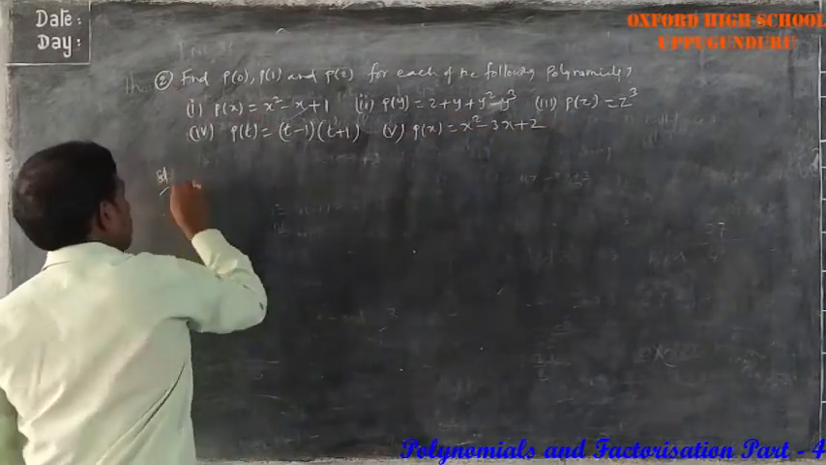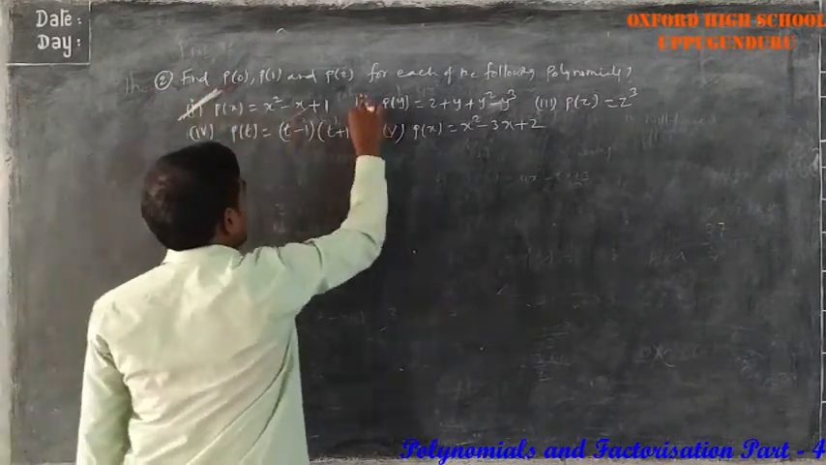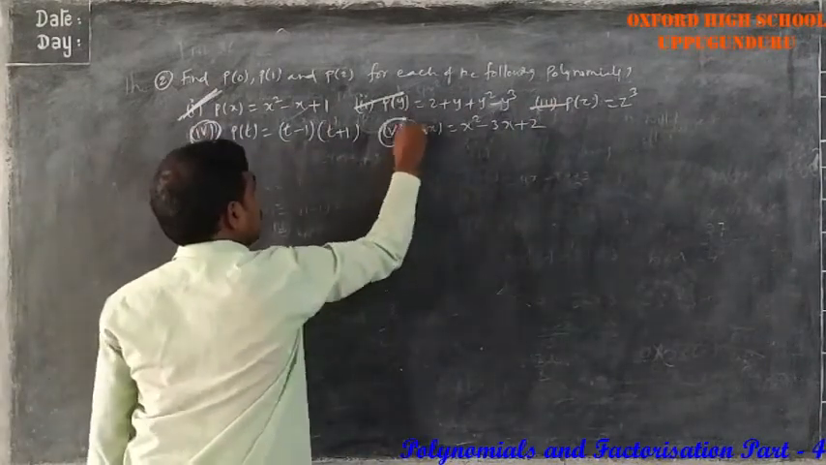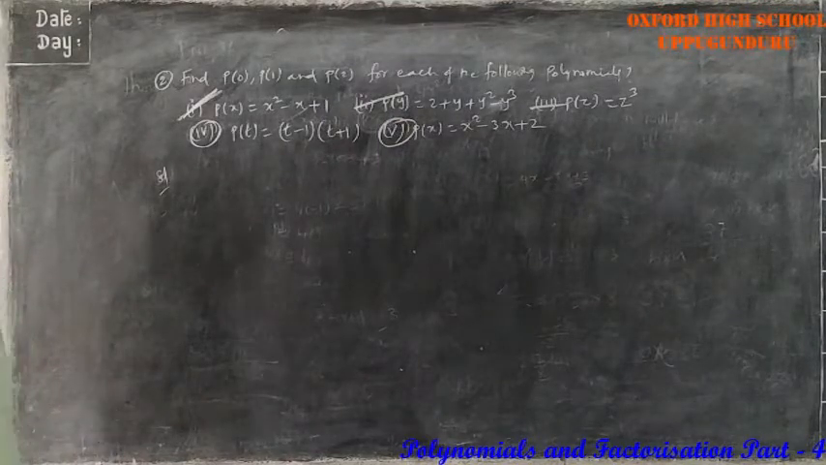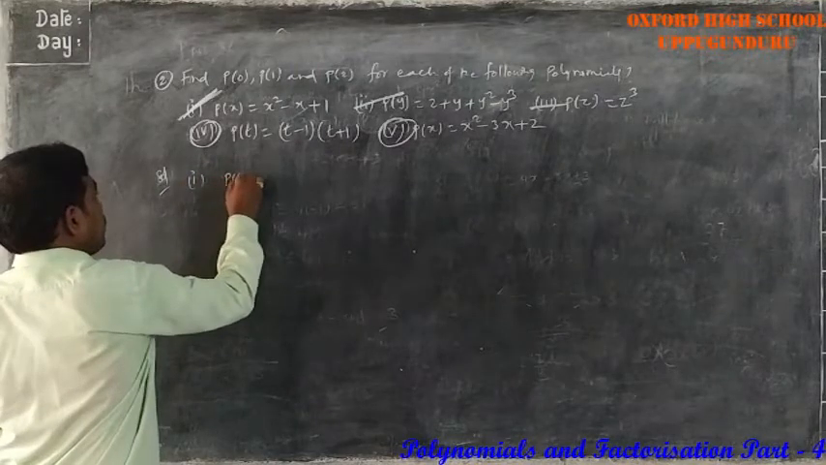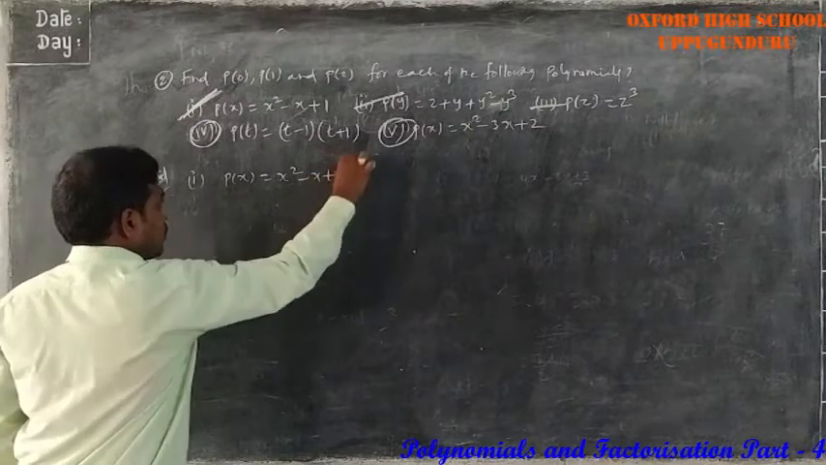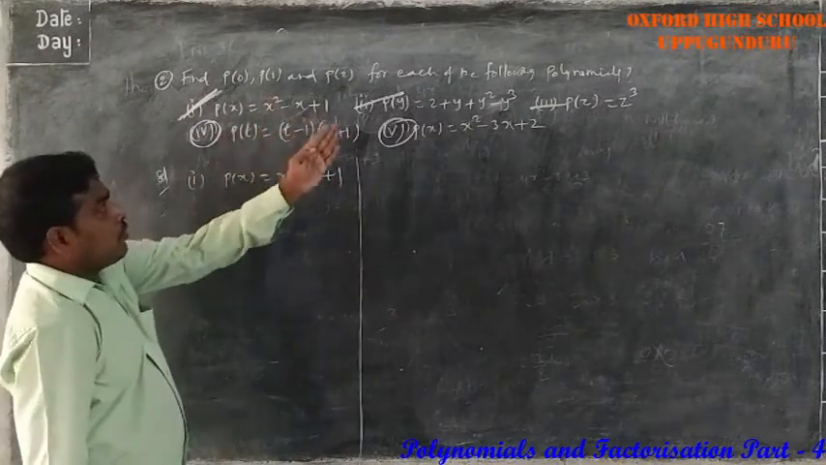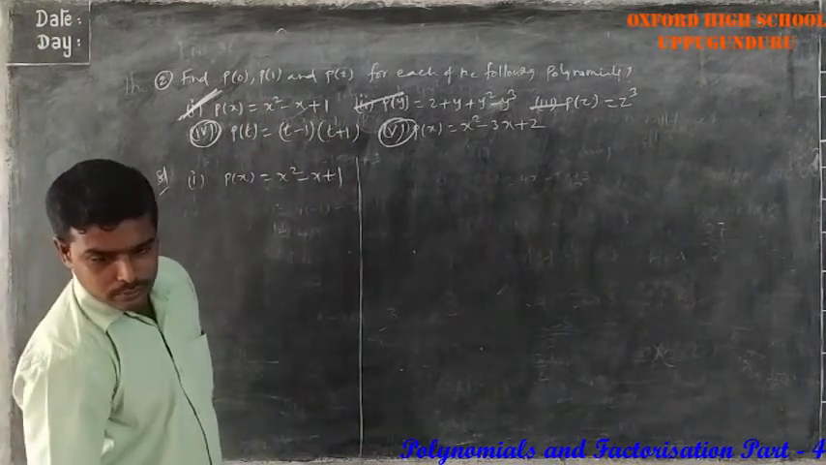So this is about second problem. So I will tell you first 3 problems. First one, second one, third one. We have to do fourth and fifth problems. So these 2 problems you have to do. First one. P of x equal to x square minus x plus 1. For this, what values you have to find? P of 0, P of 1 and P of 2.